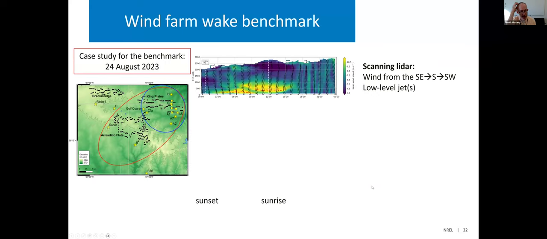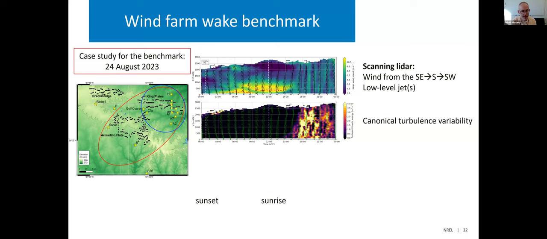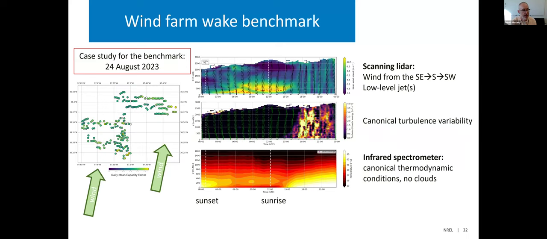Within JAM, we have our wind farm wake benchmark, which has already started and is currently in phase one. What we're focused on here is a particular day in August, and we're looking at the interaction between two wind farms, Armadillo Flats and the King Plains Wind Farm.